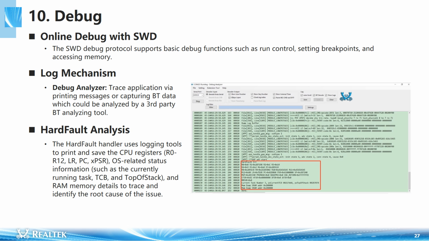3. Hard fault analysis. The hard fault handler uses logging tools to print and save CPU registers R0, R12, LR, PC, XPSR, OS-related status information, such as the currently running task, TCB, and top-of-stack, and RAM memory details to trace and identify the root cause of the issue.